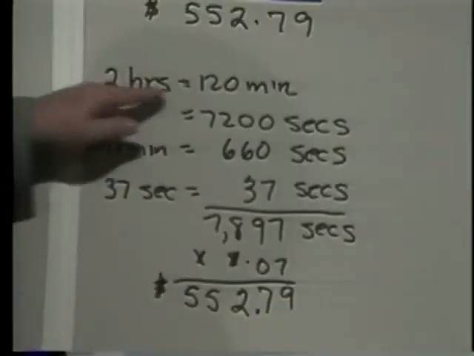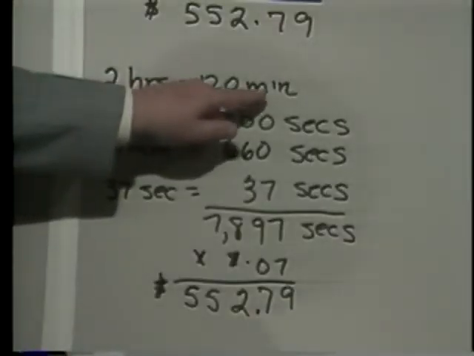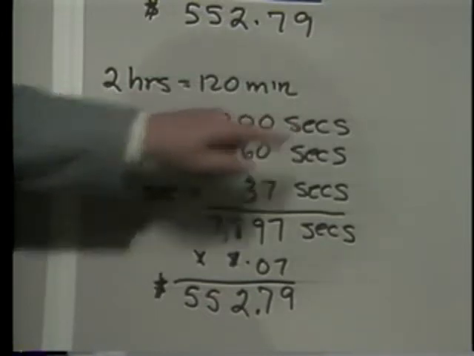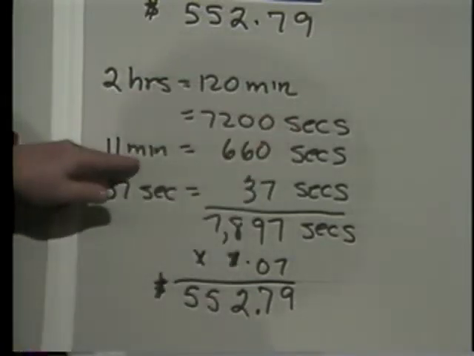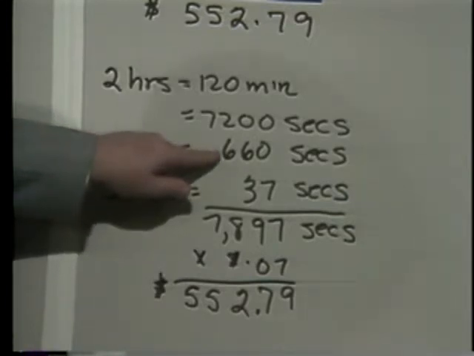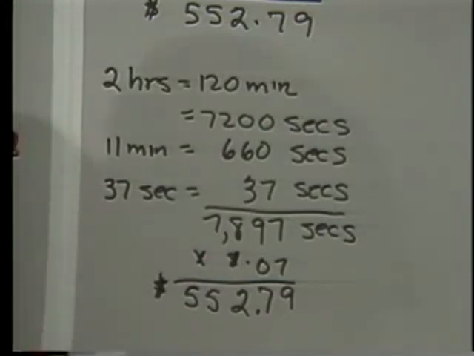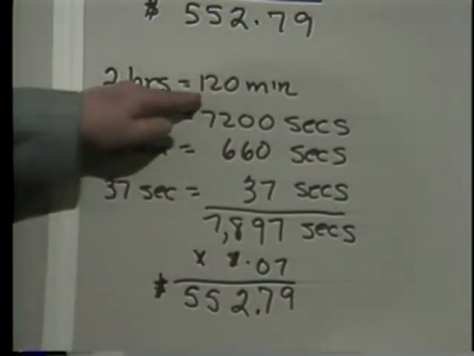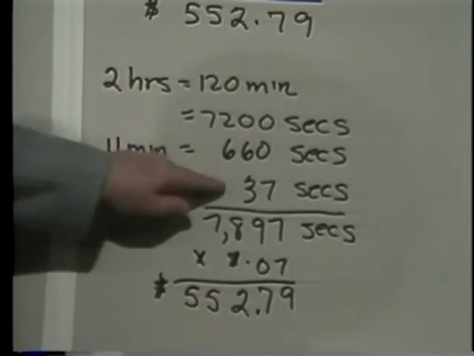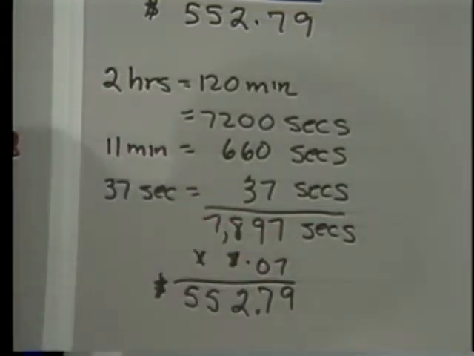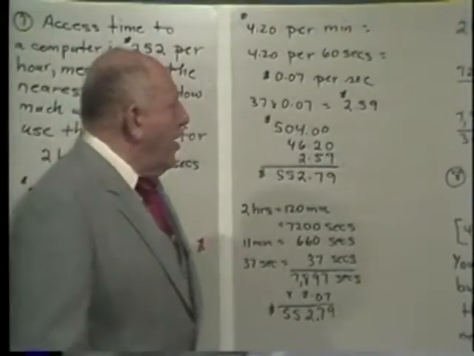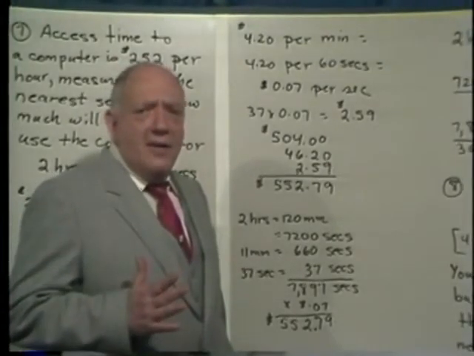By the way, once I know that I'm only paying 7 cents per second, wouldn't it be just as easy to say, 2 hours is 120 minutes, there's 60 seconds to a minute, so 2 hours is 7,200 seconds. 60 times 11 is 660. So altogether, in 2 hours, 11 minutes, and 37 seconds, see my common denomination again? There are 7,200 seconds, 660 seconds, and 37 seconds. If I add that up, that's 7,897 seconds. At 7 cents a second, multiply this out, there's the same $552.79.